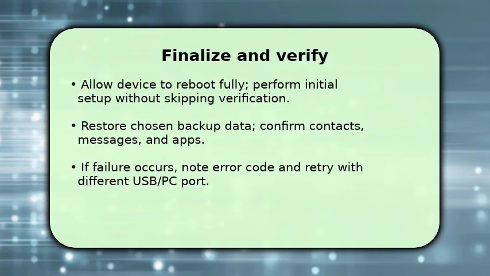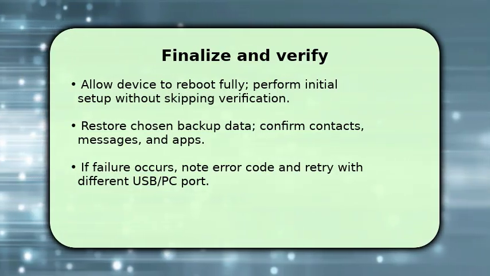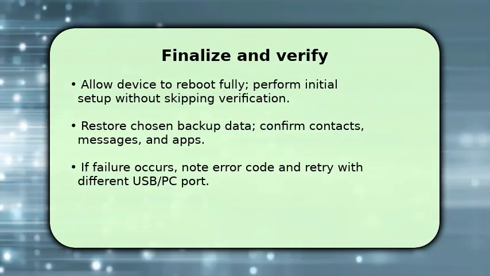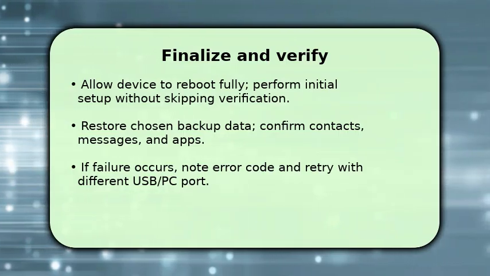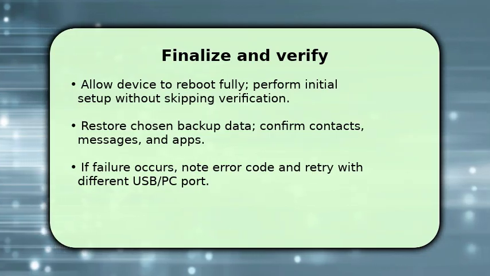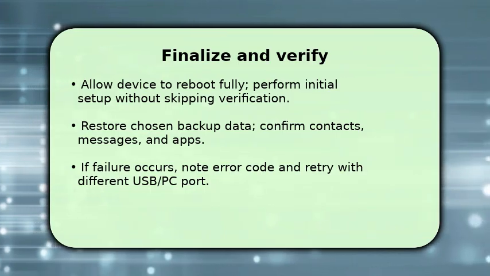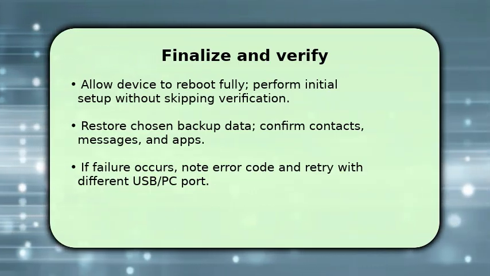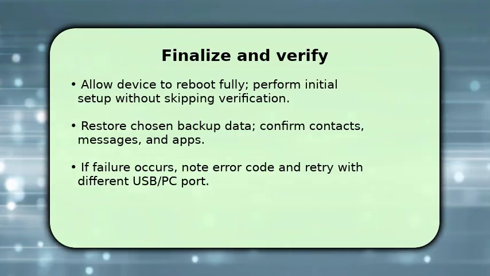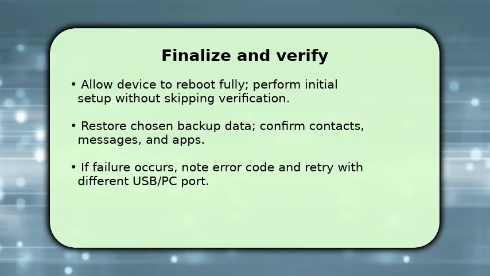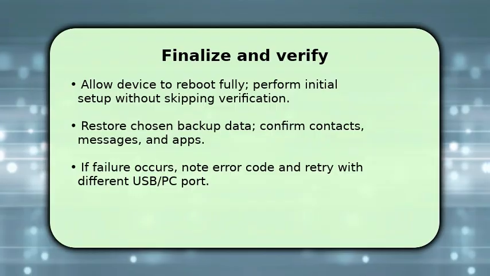Finish by letting the device complete its reboot and then verify functional recovery. After Smart Switch reports success, complete the phone's initial setup screens and immediately check key items, contacts, messages, photos, and core apps to ensure the restore applied correctly. If you restored a backup, validate app logins and permissions. If anything failed, write down the exact error code and retry using a different USB port or PC. And make sure the Smart Switch build matches the device firmware to avoid repeated errors.